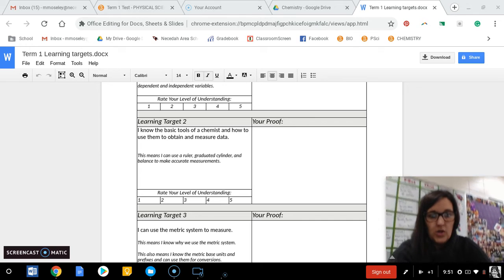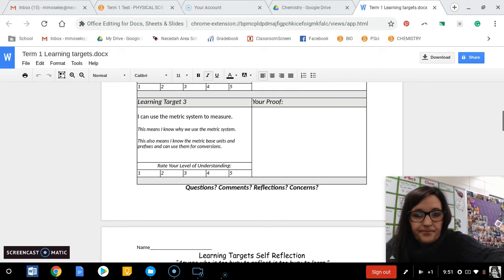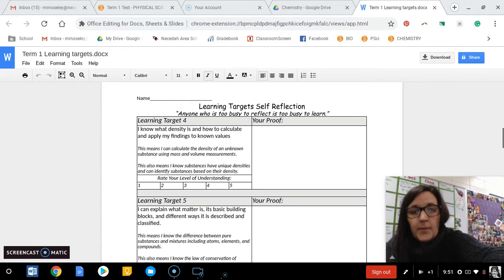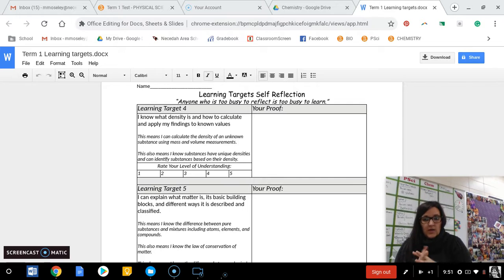You can see my screen here. I'm going to just be typing in some things that you could put onto your learning target sheet that will be helpful for you on your test. I'm going to do learning target 4 with you to give you an example of the things I'm expecting you to put on the sheet.